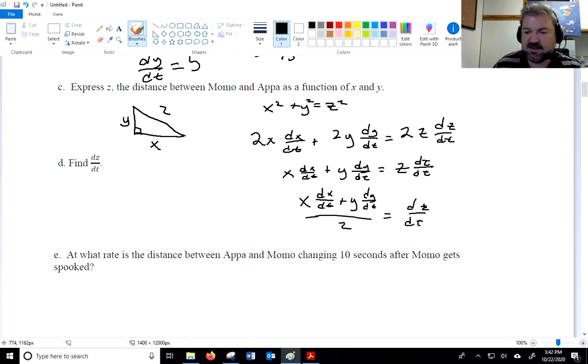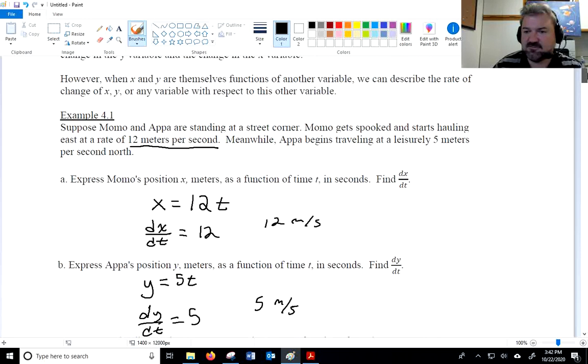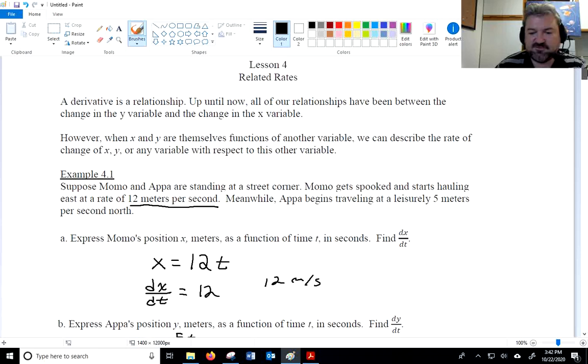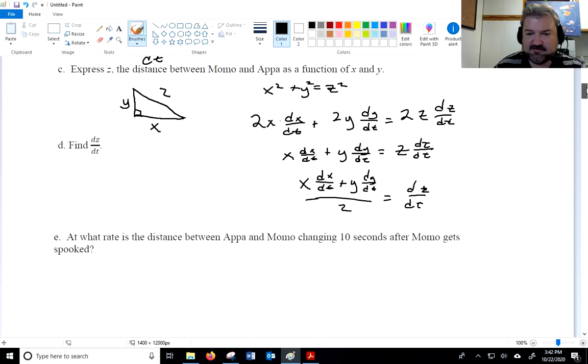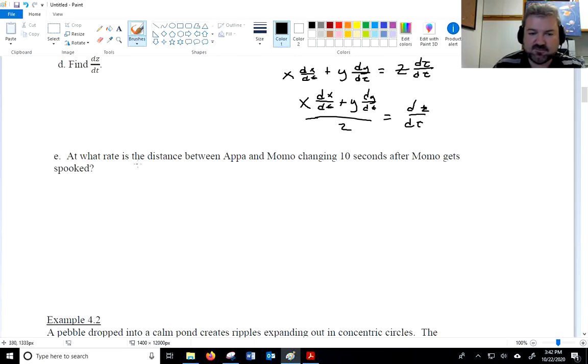Well, we know that the x coordinate can be found because remember, Momo's traveling at 12 meters per second. So that 12 meters per second is equal to dx/dt. That's Momo. And we know that Appa is traveling at 5 meters per second. That's the dy/dt. So after 10 seconds, Momo is at position 120 meters, because 12 meters per second times 10 seconds is 120 meters. And Appa is at position 50.